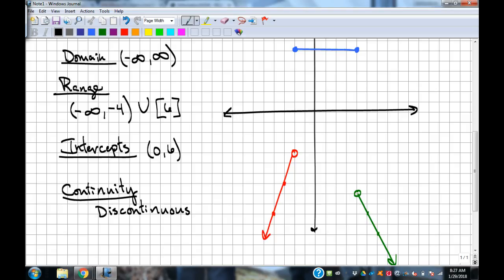Discontinuous is what this is called. If you can trace the graph without having to pick up your pencil and there are no holes in the graph that you have to hop over, then that's continuous. So with continuity, your answers are going to be continuous or discontinuous, and it's all based on that idea. Can I trace it without picking up my pencil? If I can, it's continuous. If I can't, it's discontinuous.